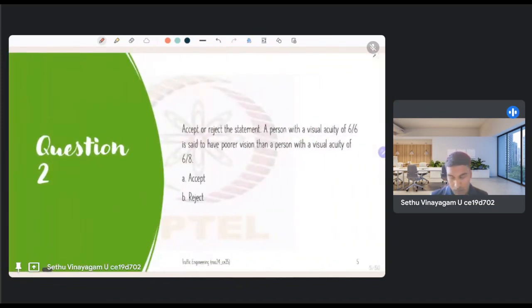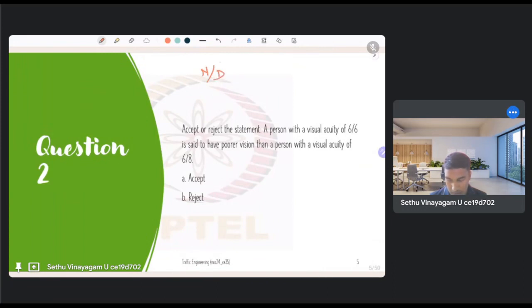So question number 2, accept or reject the given statement. A person with a visual acuity of 6 by 6 is said to have poorer vision than a person with a visual acuity of 6 by 8. Okay. When we are talking about visual acuity, we'll always be given two numbers, right? A numerator and a denominator.